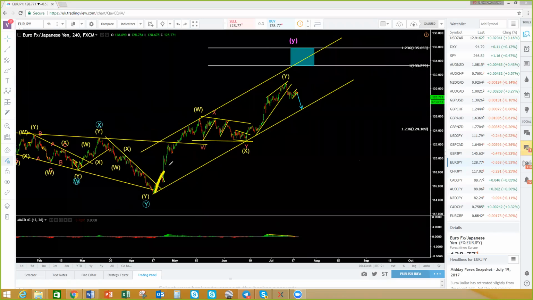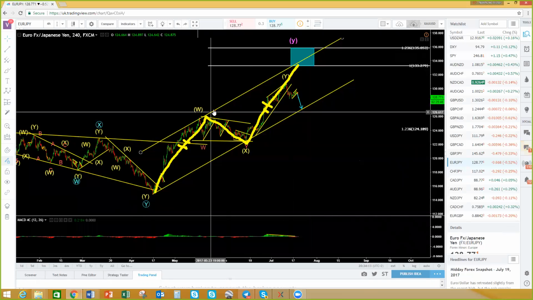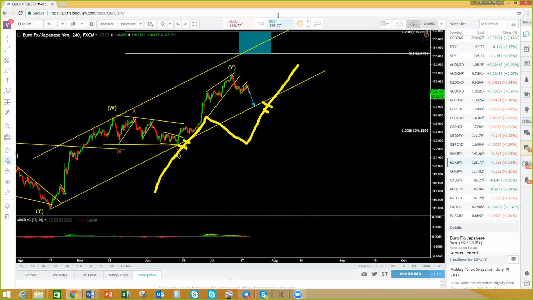Yellow degree, I was expecting it to go there because this is supposed to be equals to this, but it ended up here. And this is not equals to this yet. You will hear people talking about equal legs. This is what it means. So in the Elliott wave theory, we say this sequence is not completed until this leg is equals to this leg. And at the moment, it's not equal.